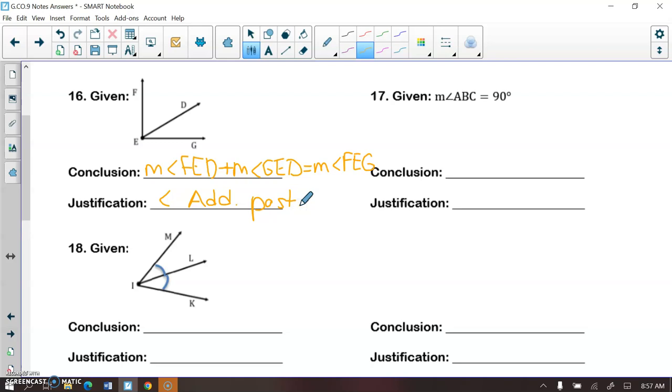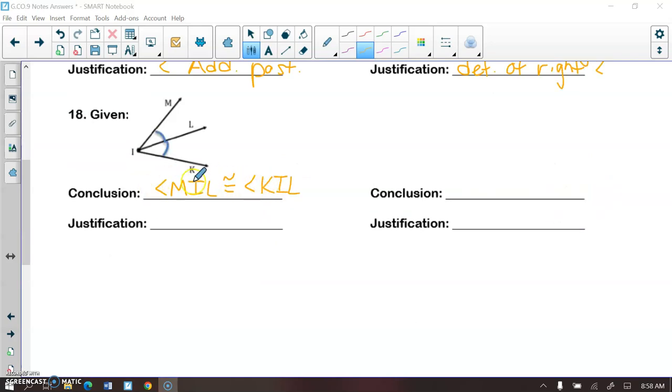And then number 17, we're given that the measure of angle ABC is 90 degrees, which means that angle ABC is a right angle. That's the definition of a right angle. So you can say this, or you can say that IL bisects angle MIK, and this is the definition of an angle bisector. I'm going to have you ignore that last conclusion and justification because there is no problem there.